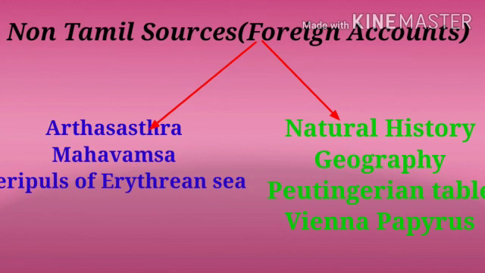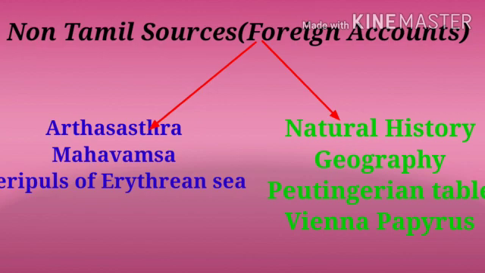Arthasastra. Arthasastra was written by Kautilya in the Mauryan period. At the same time, the Mauryan period was ruled in North India. In South India, it was ruled by Pandya. Next one, Mahavamsa. Mahavamsa is a Buddhist canonical book in Sri Lanka. It was written in the Pali language. The main purpose concerns the traders from Tamil Nadu and South India.